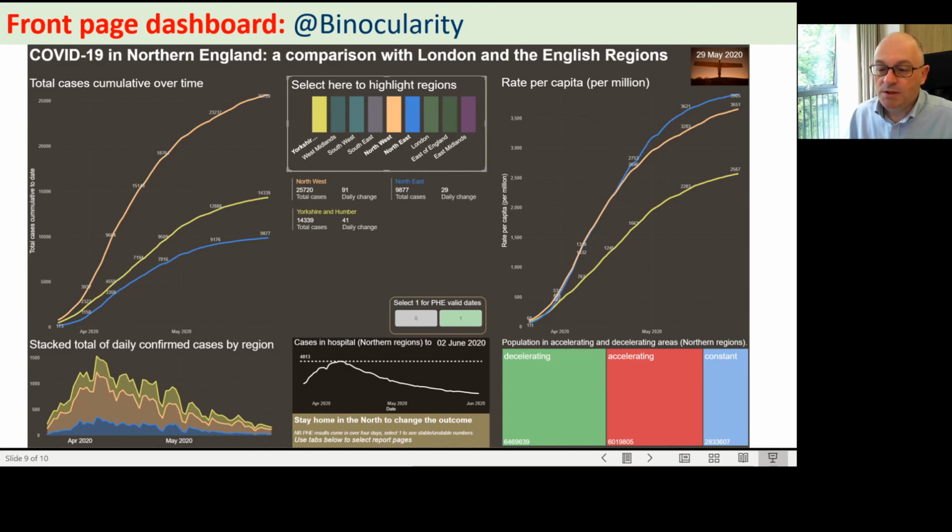On the front page, this shows the northern regions. I just want to particularly draw your attention to the white plot, which is the number of cases in hospital, and that shows a similar shape to the daily cases, but that's still definitely declining. So these are people with a positive test in hospital, right up to the most recent date possible.